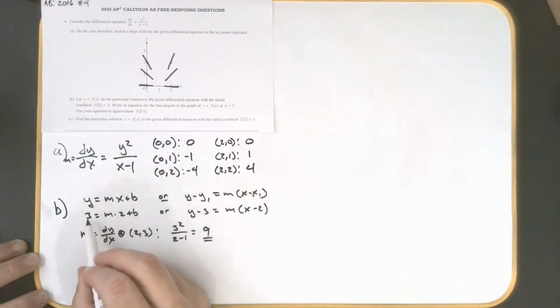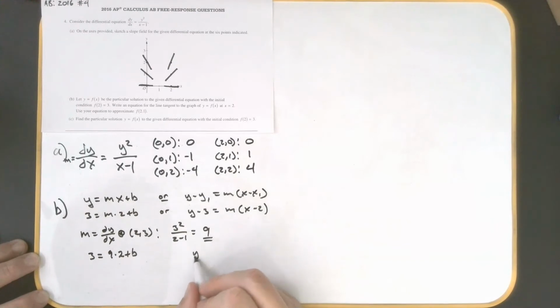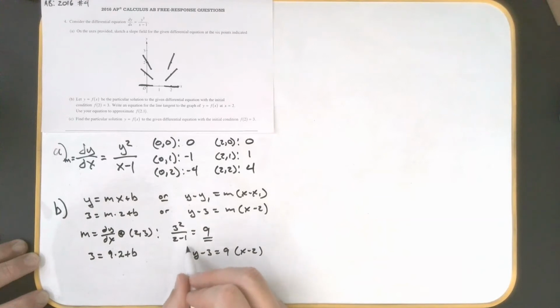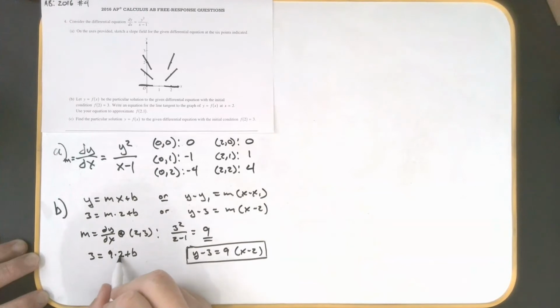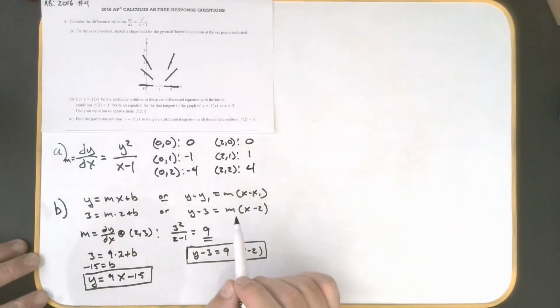So it looks like if we do this one, we get 3 is equal to 9 times 2 plus b, and over here we get y minus 3 is equal to 9 times x minus 2. If you prefer to do point slope, it would be that one. This one here, 2 times 9 is 18. Swing that over, you're going to get negative 15 is equal to b. And if you're a y equals mx plus b person, you'd be y is equal to 9x minus 15. Both are acceptable answers.